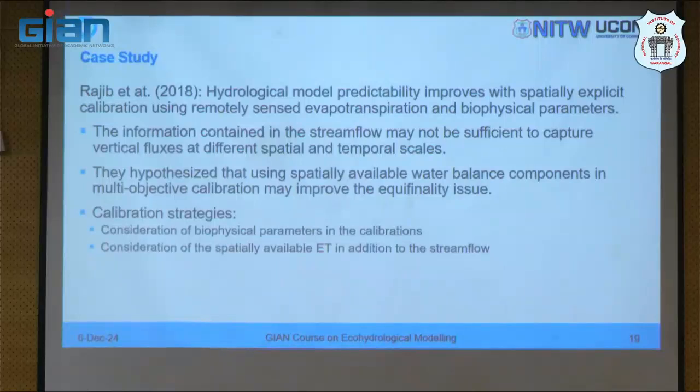The information that is contained in stream flow may not be sufficient, so they say, to capture the vertical fluxes, the water fluxes, the movement of water in the vertical direction at different spatial and temporal scales. So what they hypothesized is that using spatially available water balance components in multi-objective calibration may improve the equifinality issue, right? We may be able to address this particular issue. So they used different calibration strategies. We'll talk about it. They considered the biophysical parameters also in the calibration.